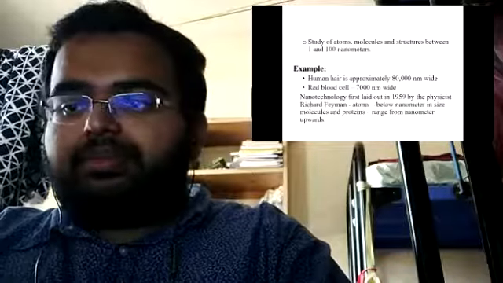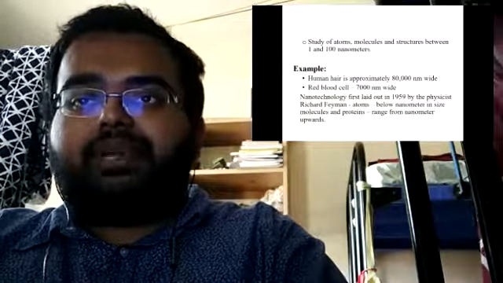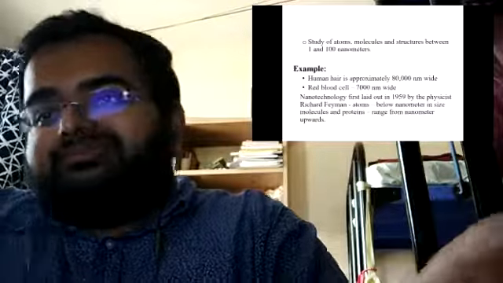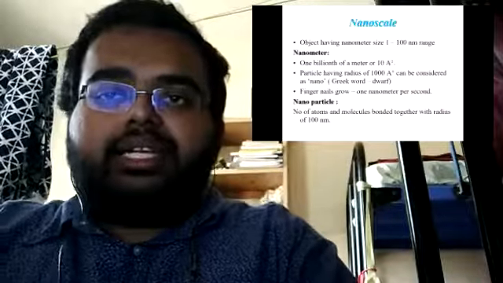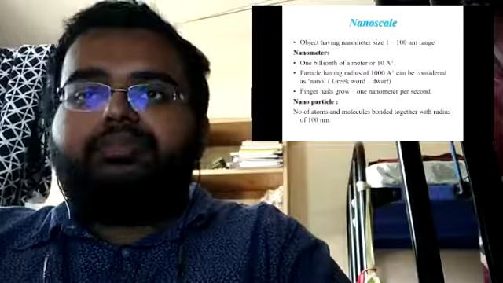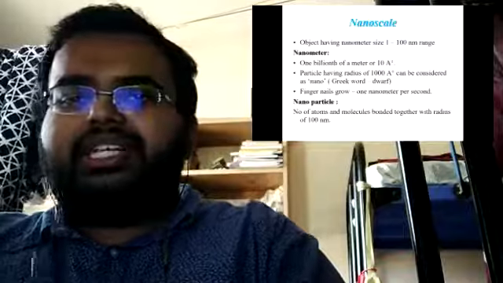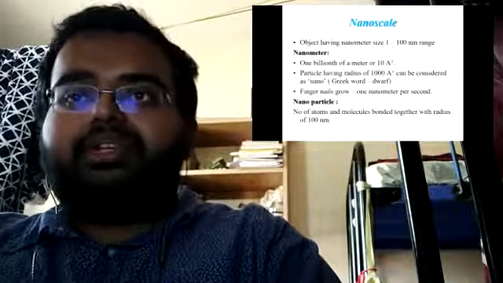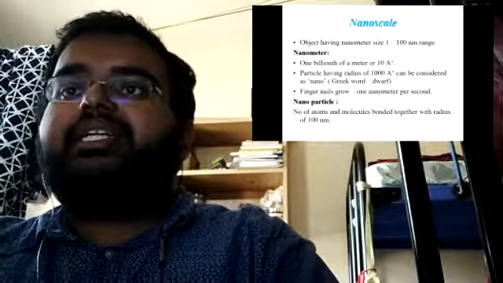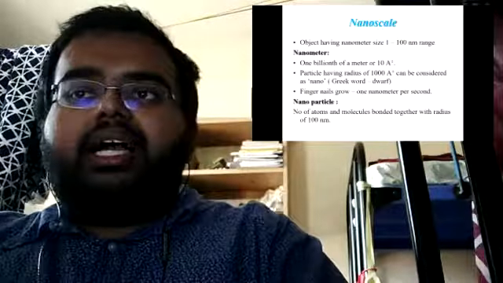It's the study of physics at the nanoscale level. It was first laid out in 1959 by the physicist Richard Feynman. Atoms are generally below the nanometer size, and when we talk about molecules or proteins, they generally range in the nanometer spectrum. We generally deal with anything in the size of 1 to 100 nanometers. In other words, it's 1 billionth of a meter, sorry, and it's about 10 angstrom. For instance, fingernails grow approximately 1 nanometer per second.